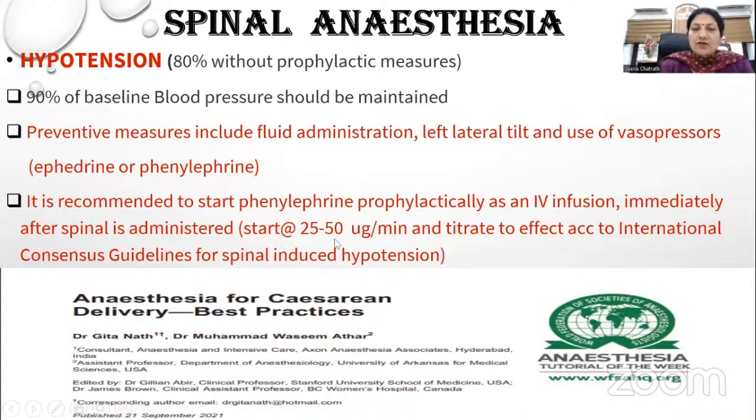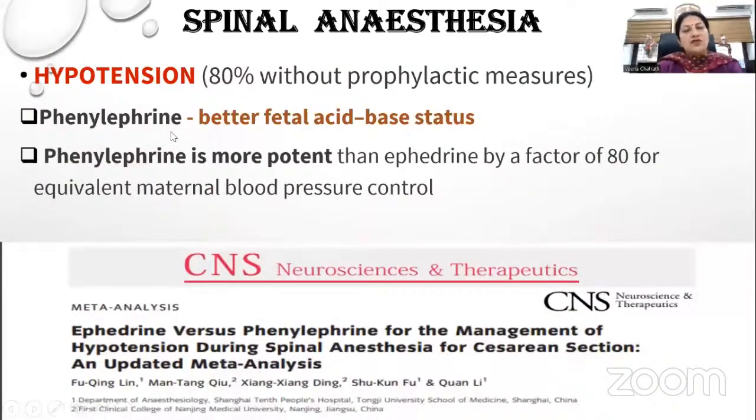It is to be started at 25 to 50 microgram per minute and titrated to effect according to the international consensus guideline for spinal-induced hypotension. Phenylephrine has got a better fetal acid-base status, so this is the agent that should be preferred in obstetric patients with hypotension. It is more potent than ephedrine by a factor of 80 for equivalent maternal blood pressure control. This is the meta-analysis of ephedrine versus phenylephrine for the management of hypotension during spinal anesthesia for cesarean section, in which they have shown phenylephrine to be a better agent as regards the fetal acid-base status.